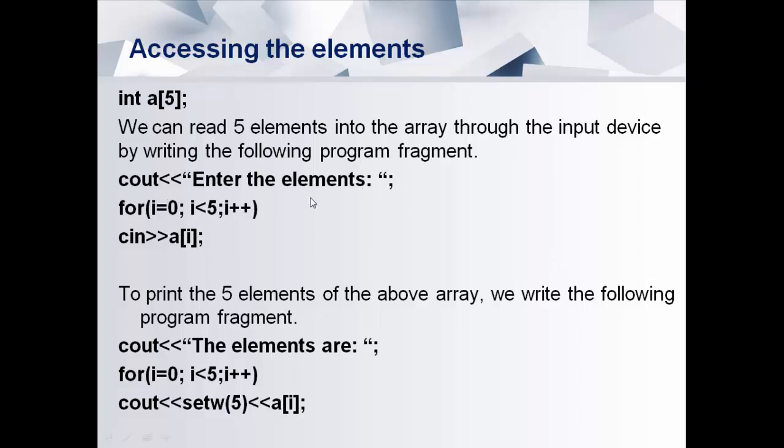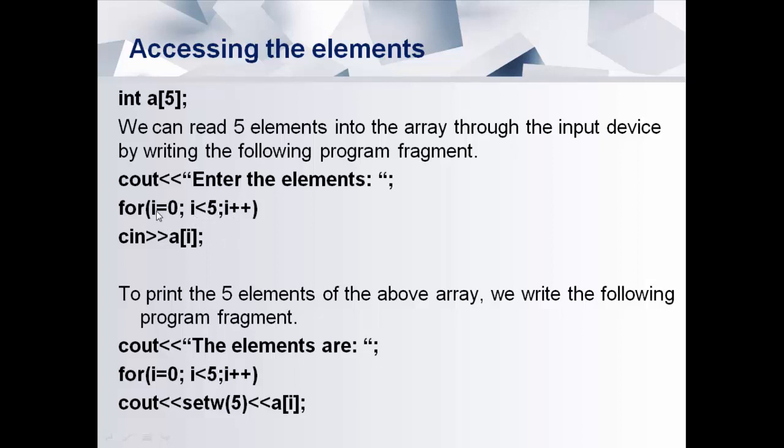cout << "Enter the elements". The cout statement is used to print whatever you write within the double quotes on your output screen. Then I am taking a for loop, because I want to insert 5 elements in the array and it should be looped. for (i = 0; i < 5; i++).